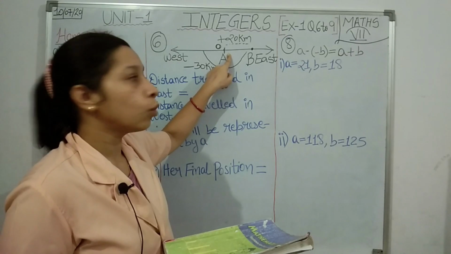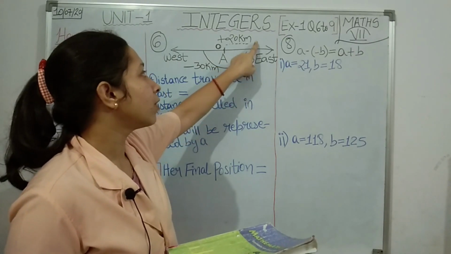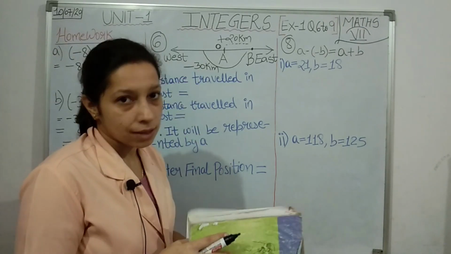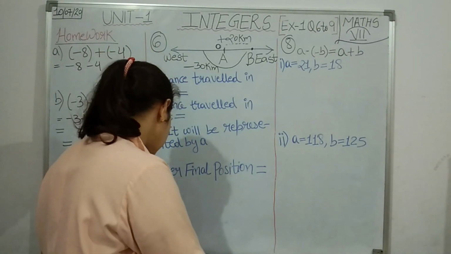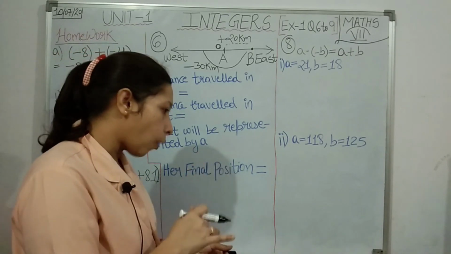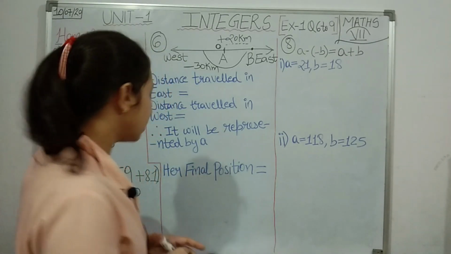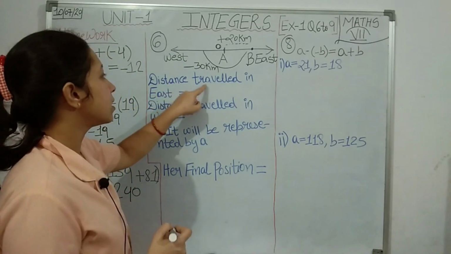We know that from A to B she has travelled 20 kilometers. After reaching B, again she has moved towards west and she has travelled minus 30 kilometers. So you have to tell the distance from A to the point where she has reached. Now how to find? You are going to add. Let's see the steps. So students, distance travelled in east.